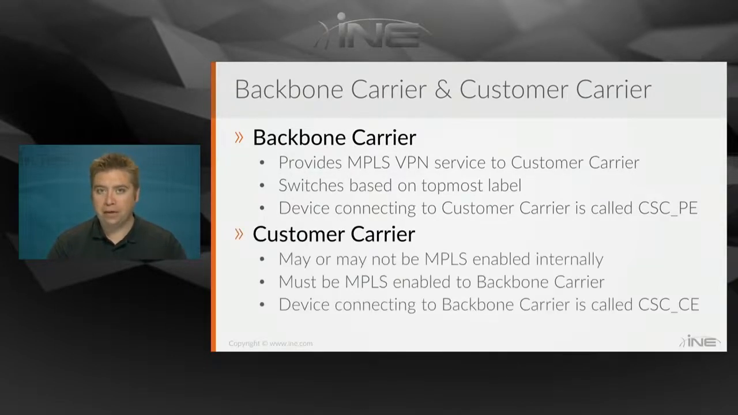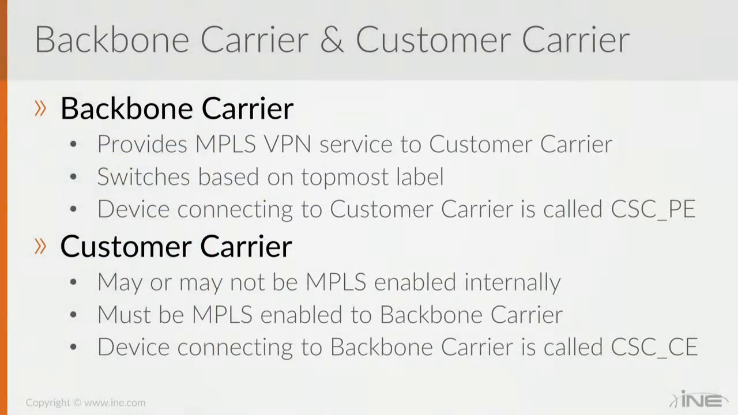The device on the other end, which is going to belong to the customer carrier, we call this the CSC CE. So with the customer carrier, they don't necessarily have to be running MPLS internally, but they do need to be running MPLS on the link that is connecting to the backbone carrier. And we'll see what happens when we don't enable MPLS in that link. What happens is basically traffic is going to get blackholed when it goes through the backbone carrier's core. Now, what we mainly need to focus on is the interaction between the CSC PE and the CSC CE.